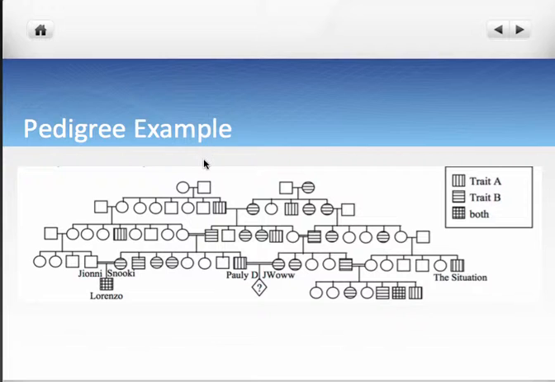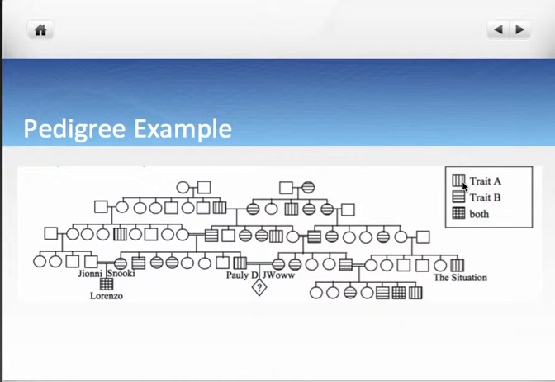So this is just a general pedigree example from exam one. What we can see here is a circle represents a female, a square represents a male. This whole group right here, not including this square, represents founding family one. And then this whole group right here, not including this square, but everyone else in this part, represents founding family two. As we said, the key will indicate who is affected by the trait.